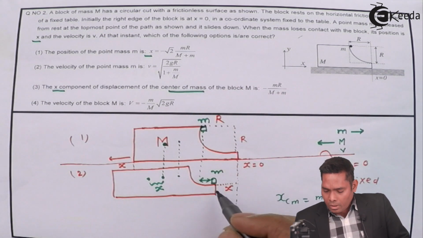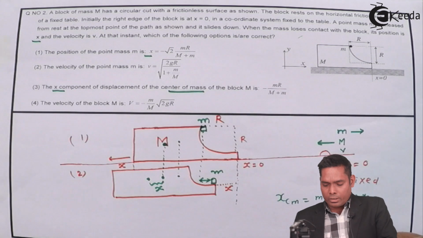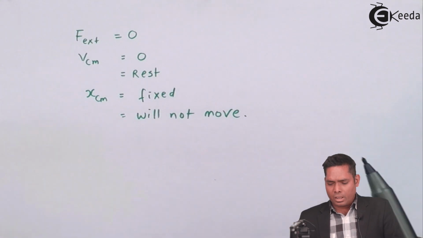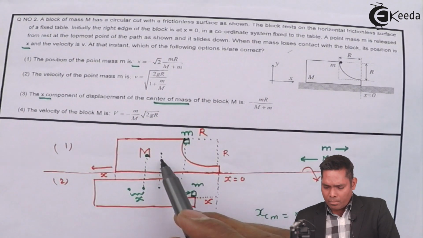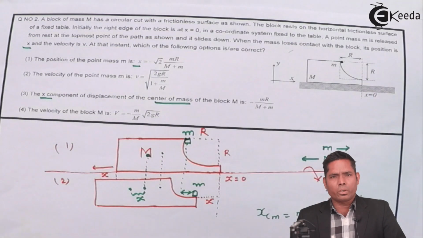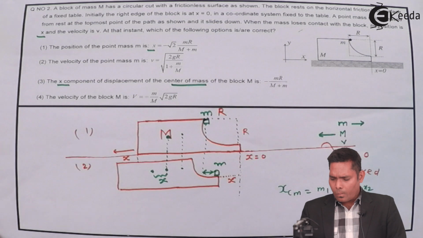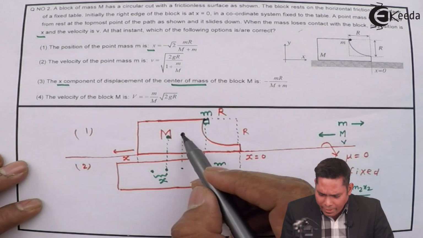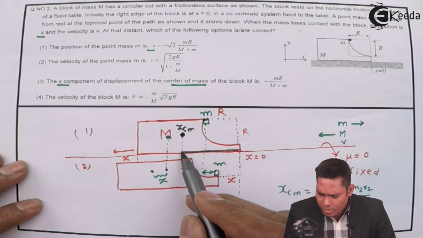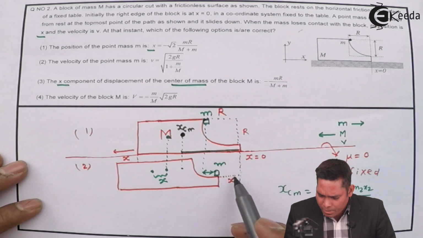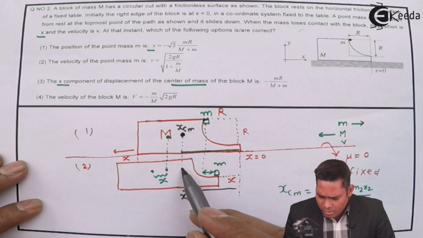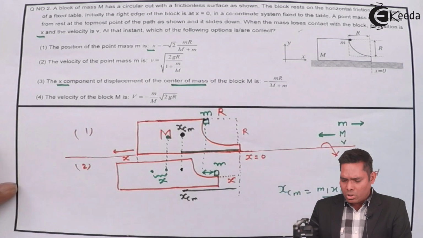Now we have to find that if this is not going to change, this has to be 0, because the change of this XCM, as usual, the XCM is not going to change. This combined center of mass XCM, from here this is XCM, and after displacement that is also XCM.